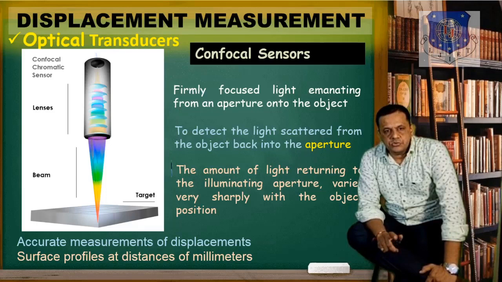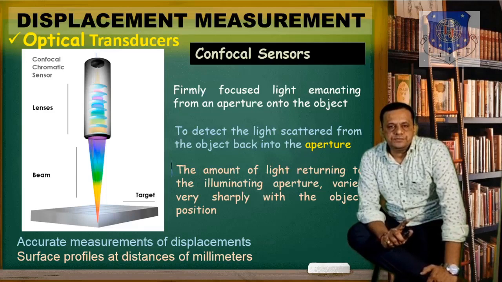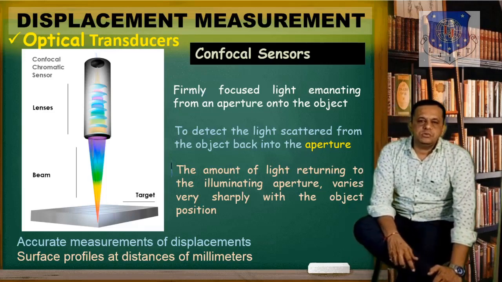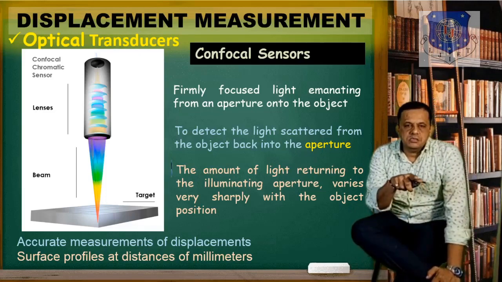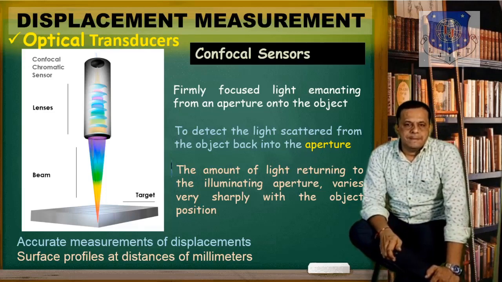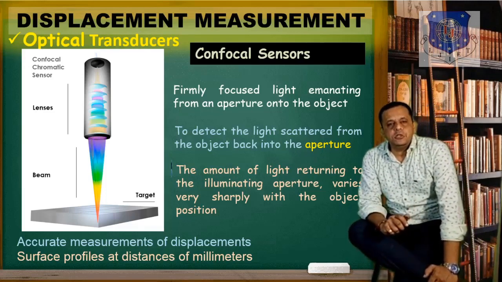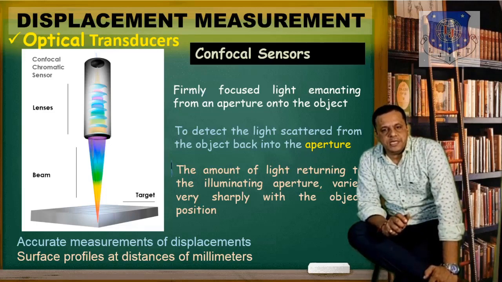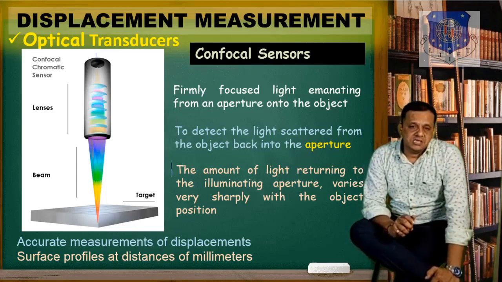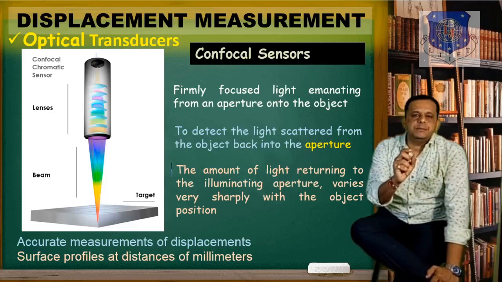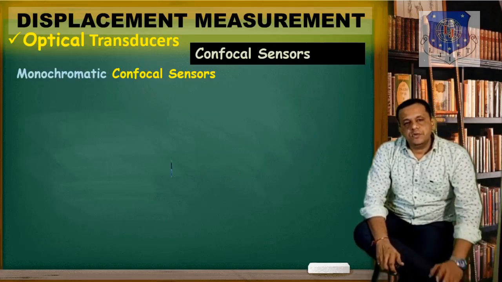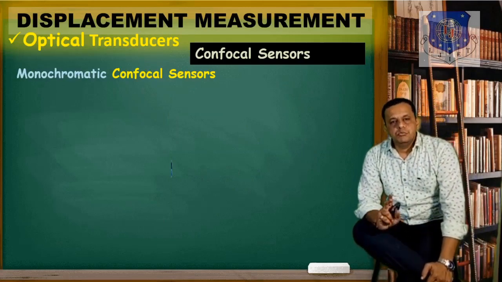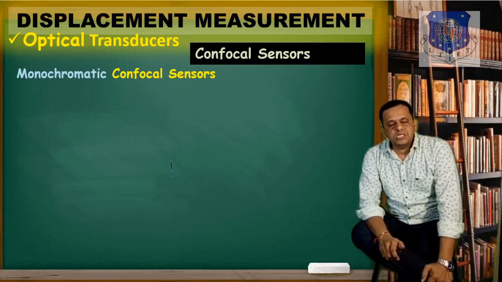As you see in the diagram, there are lenses, beam, and target. Here we will be using chromatic light, and the amount of light returning to the illuminating aperture varies with the object position. If your requirement is accurate measurement of displacement and surface profile at the distance of millimeters, then confocal sensors are very much useful. Here we have two types: monochromatic and polychromatic confocal sensors.